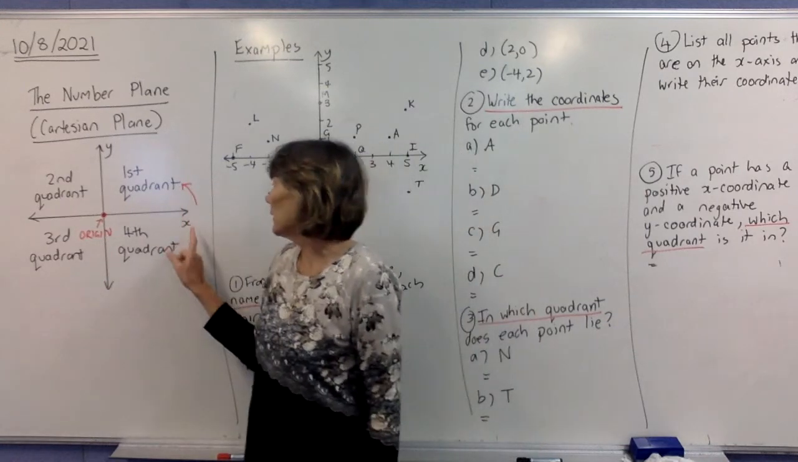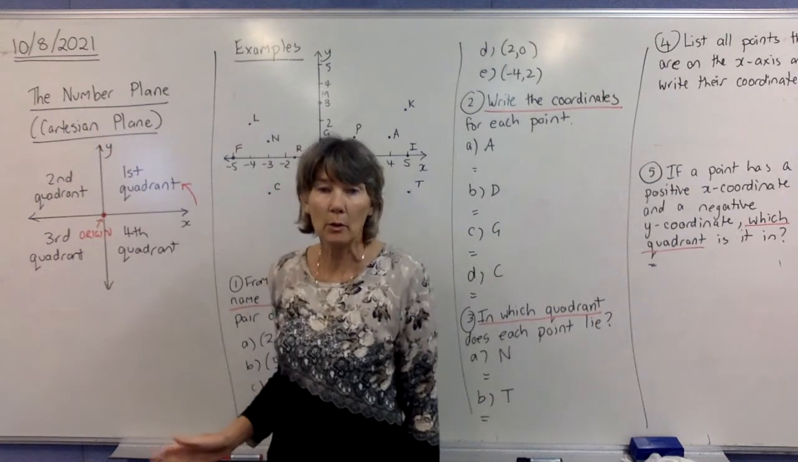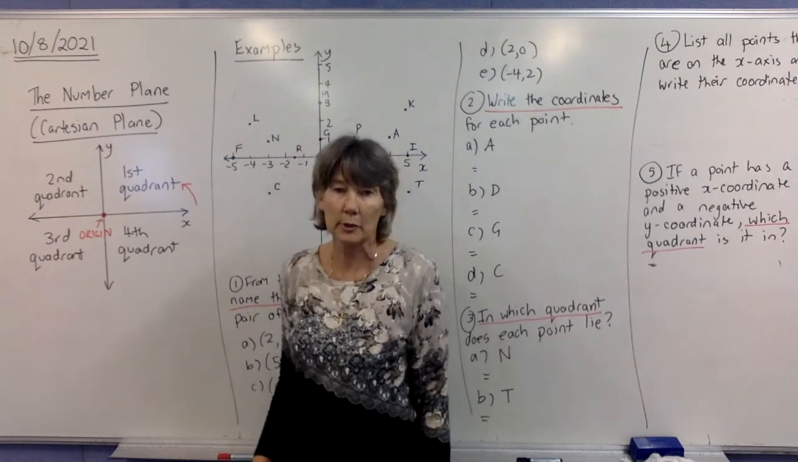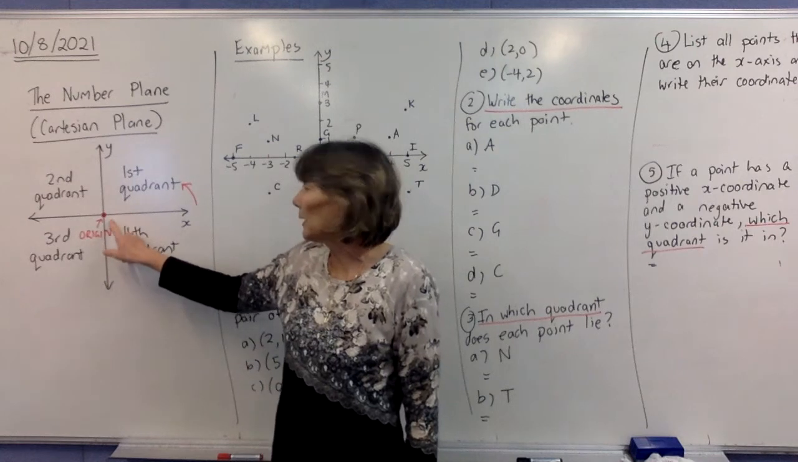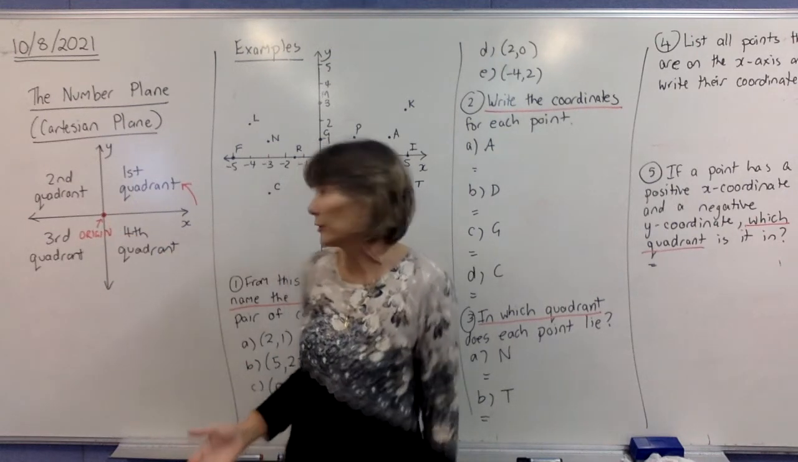Okay, so we know that we have an x-axis and we know we have a y-axis, and you always label them when you're doing anything to do with a number plane. In the middle we have the origin, that's the point 0, 0. Everything is based around the origin.